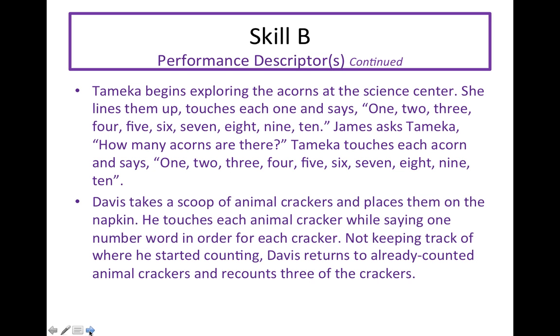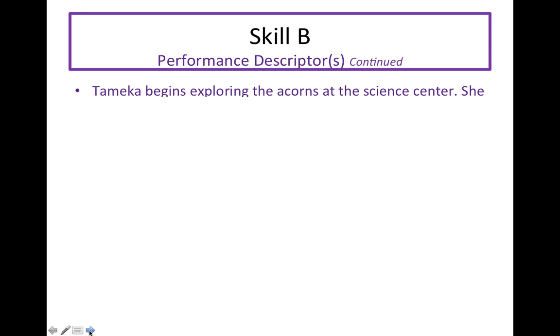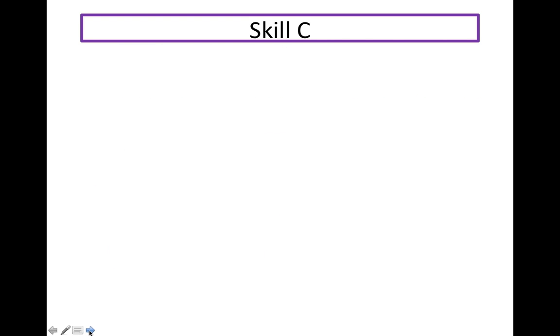And the third example, Davis takes a scoop of animal crackers and places them on the napkin. He touches each animal cracker while saying one number word in order for each cracker, not keeping track of where he started counting. Davis returns to already counted animal crackers and recounts 3 of the crackers.